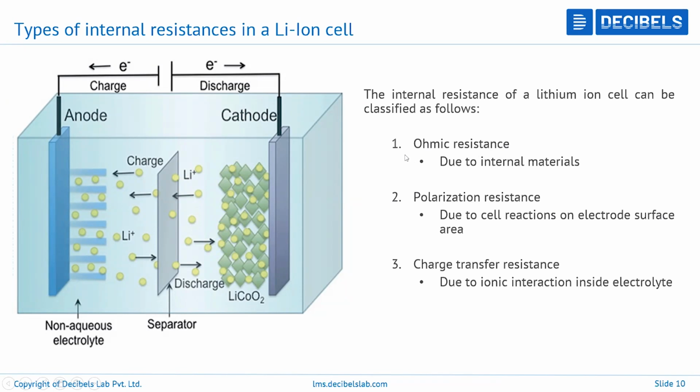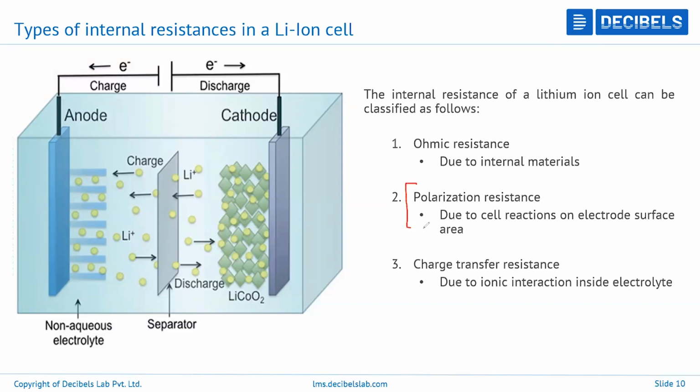The first type of resistance is called ohmic resistance, and that is because of your internal materials. What are the internal materials? You have your electrolyte, you have the electrodes, that is anode and cathode, you have the separator material, you have the current collector, and things like this. These all contribute to ohmic resistance. And you will see in the voltage response that the largest contribution to the resistance is because of this. So this will give you the largest contribution.